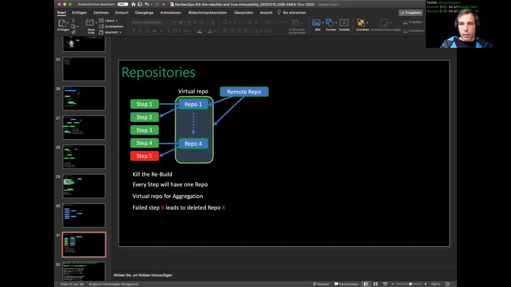You're pushing the default for this one will be the local repository from the next build step. So build step 1 has a local repository, local 1. Step 2, local 2. Step 3, local 3, and so on. And with every build step that is done, you're adding this local repository to the virtual repository.